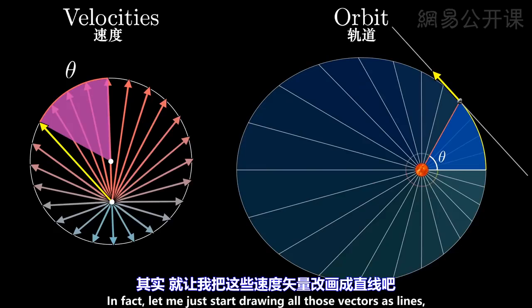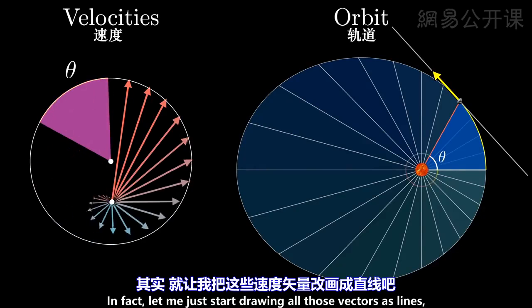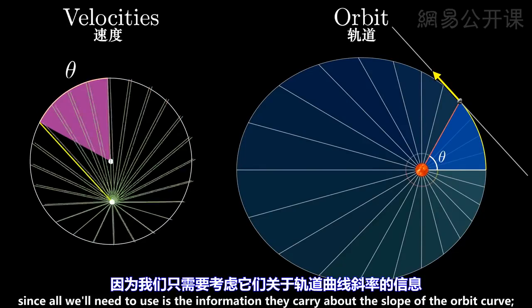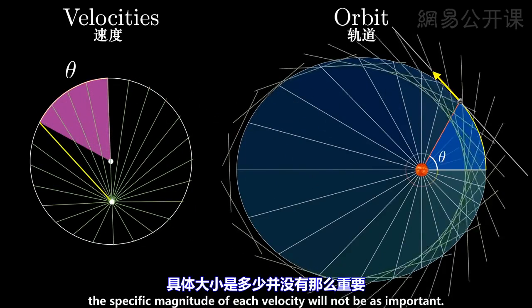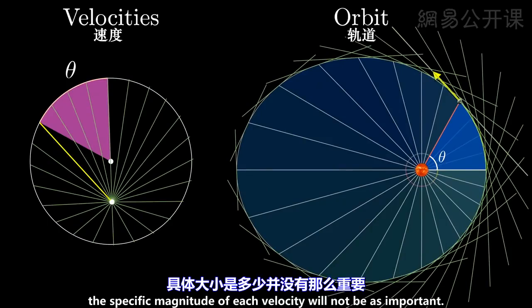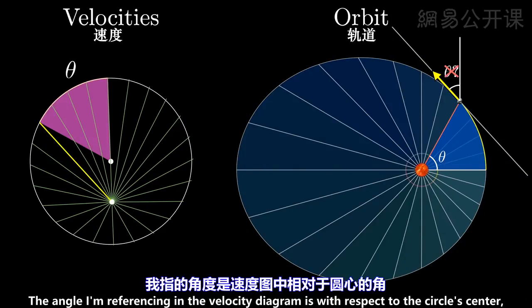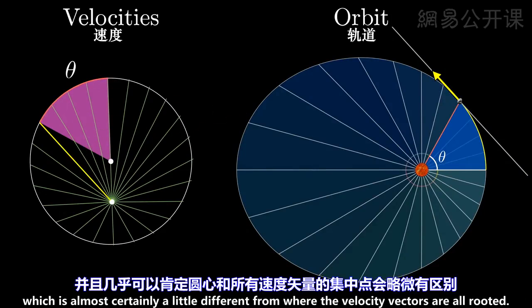In fact, let me just start drawing all these vectors as lines, since all we're going to need is the information they carry about the slope of the orbit curve. The specific magnitude of each velocity will not be as important. Notice, what I'm not saying is that the angle of the velocity vector at this point is theta degrees off the vertical. No. The angle I'm referencing in the velocity diagram is with respect to the circle's center, which is almost certainly a little different from where the velocity vectors are all rooted.